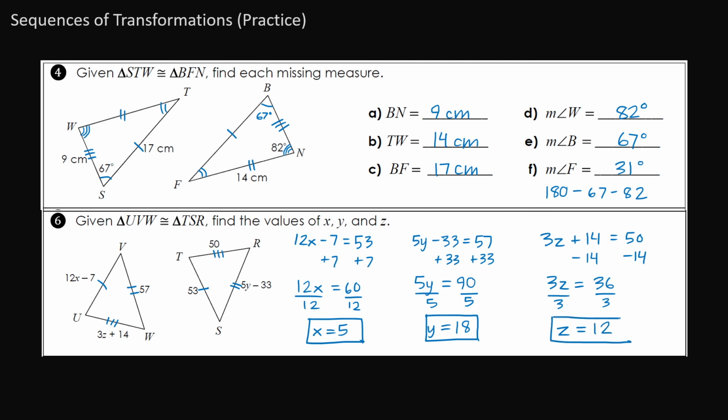So that was kind of a longer problem, but I was able to find the values of the variables for all of the sides using congruency statements and using CPCTC. Corresponding parts of congruent triangles are congruent. For additional practice with this concept, try out problems 5 and 7 through 9.